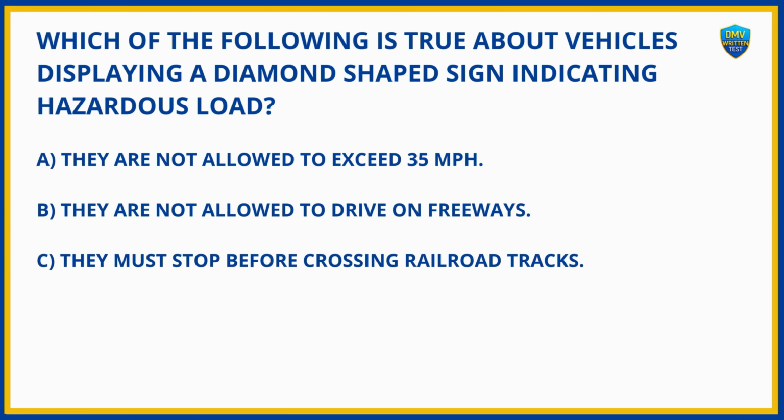Which of the following is true about vehicles displaying a diamond-shaped sign indicating hazardous load? A. They are not allowed to exceed 35 miles per hour. B. They are not allowed to drive on freeways. C. They must stop before crossing railroad tracks. And the answer is C. They must stop before crossing railroad tracks.